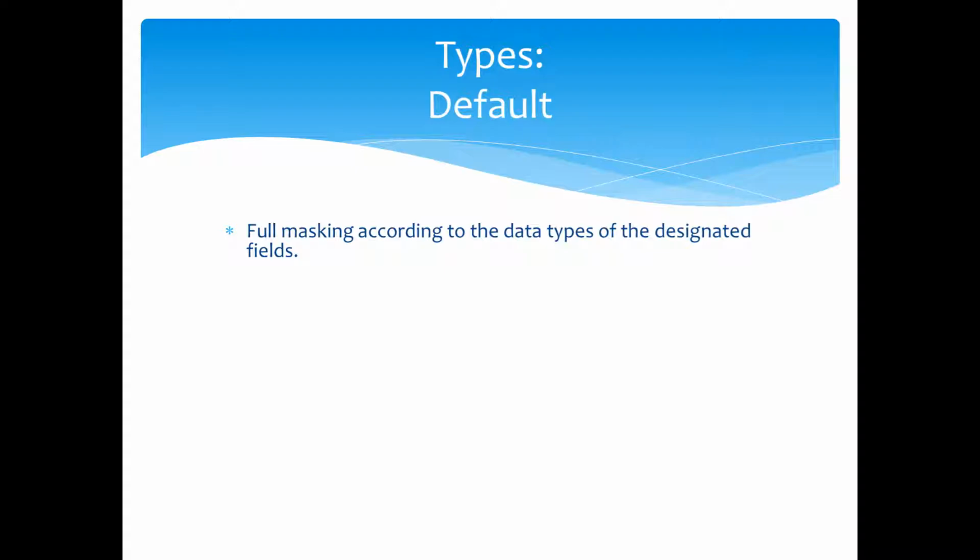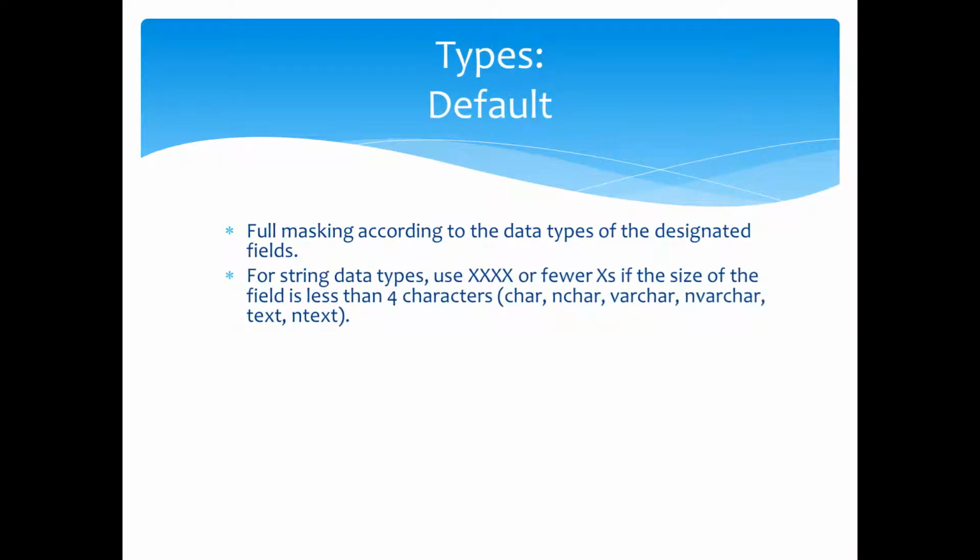So the first one is default, and that's full masking according to the data types of the designated fields. What that will actually do, if you've got string data types, which is char, nchar, varchar, nvarchar, text or ntext, it will actually use 4 x's. Or fewer x's if the size of the field is less than 4 characters. So if you only had 2 characters in that, it would just show 2 x's. Really simple way of skewing your data, but it'll work.